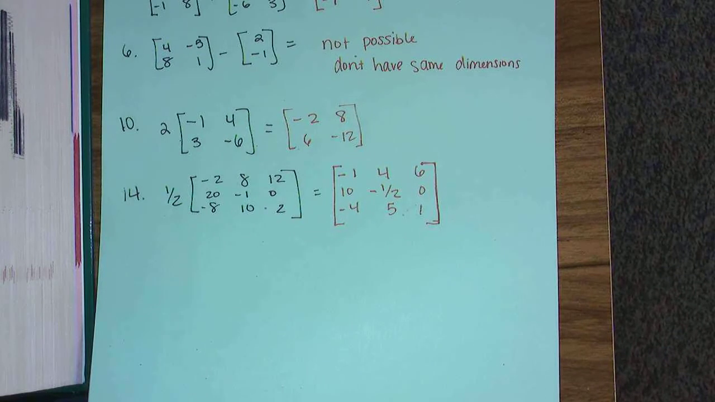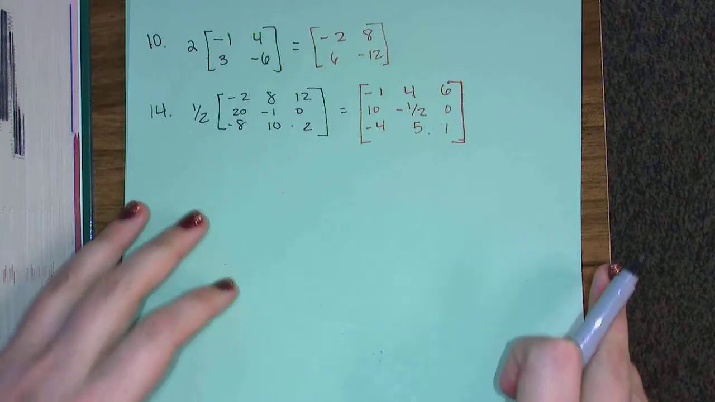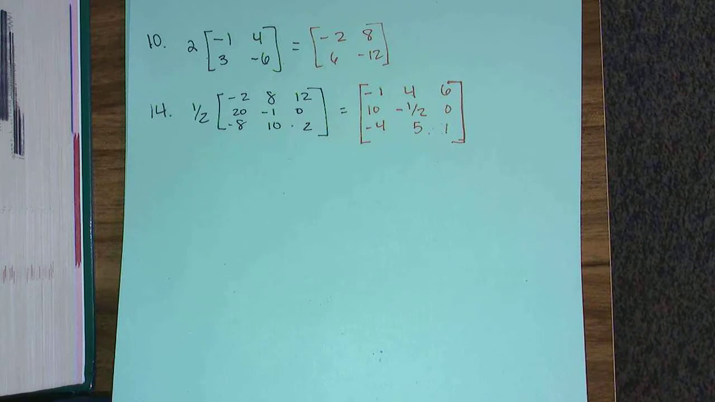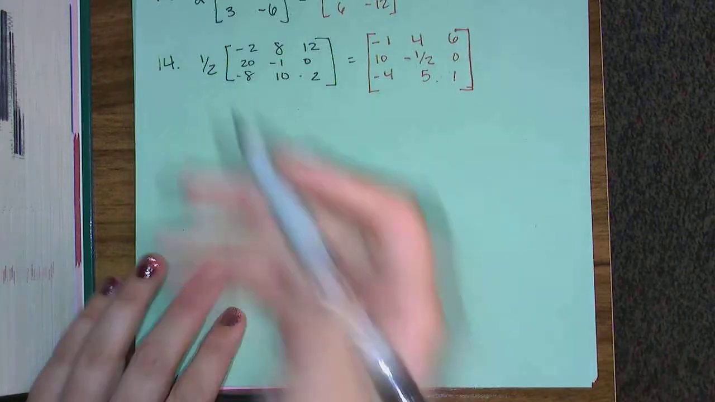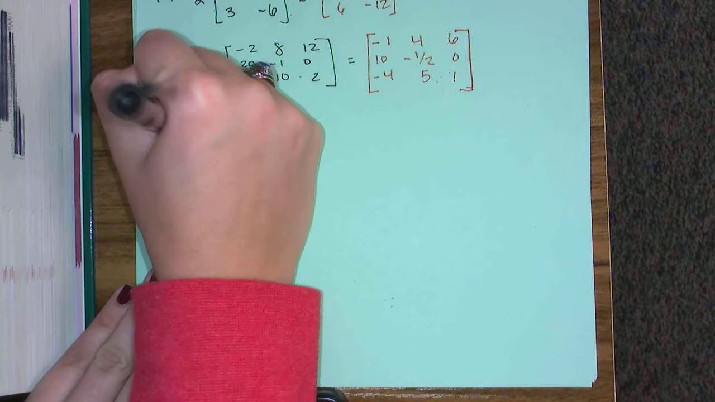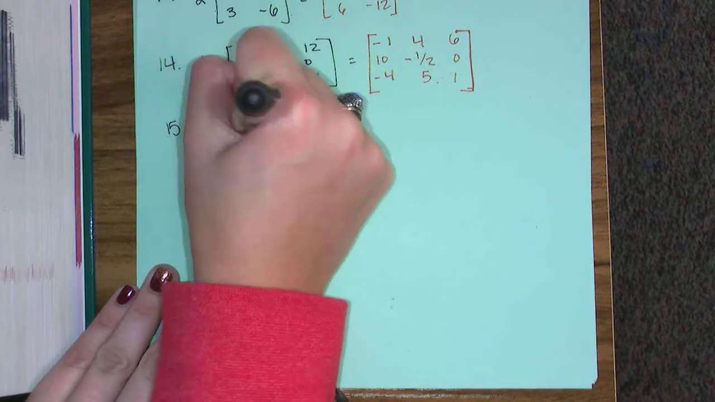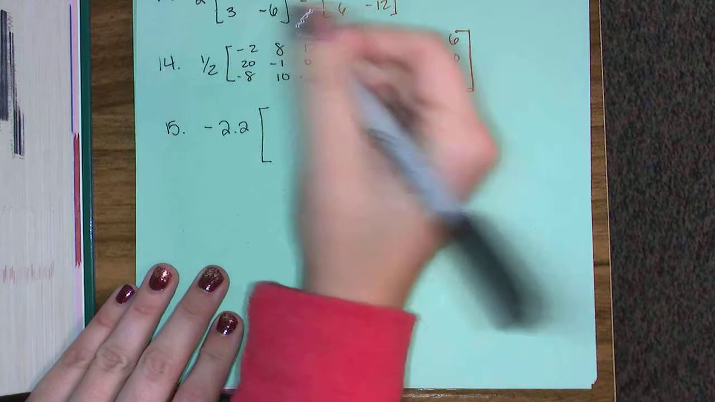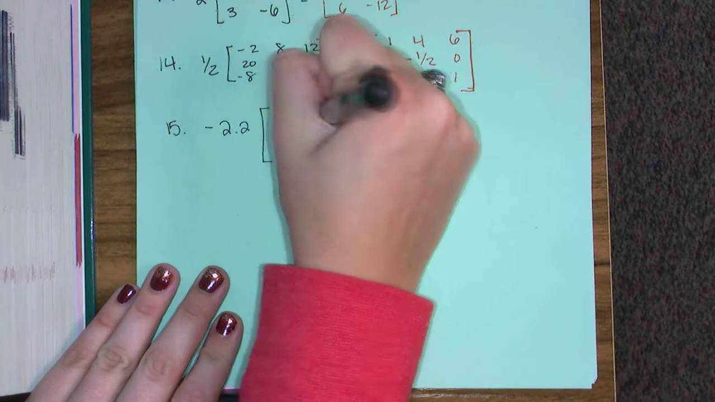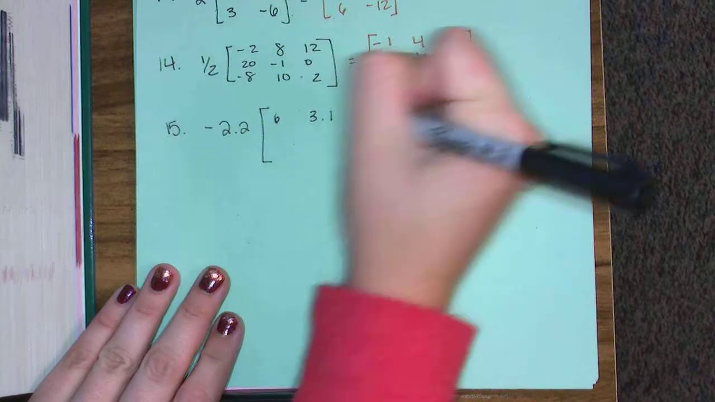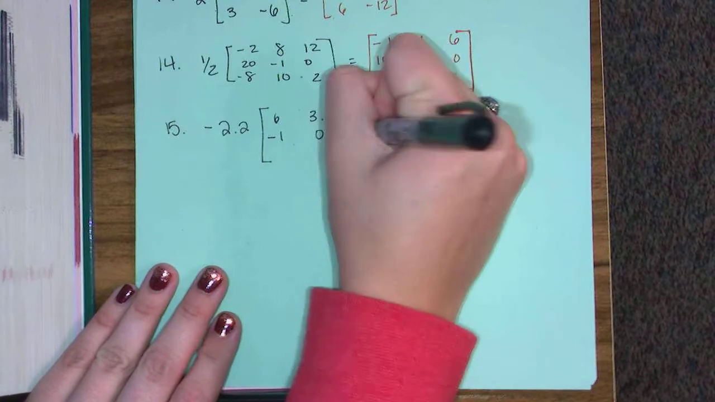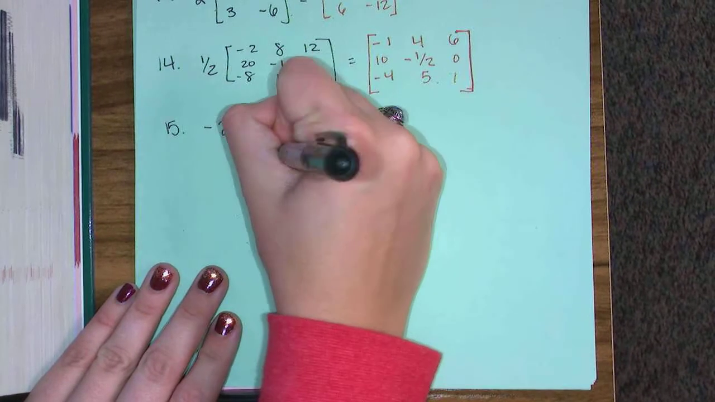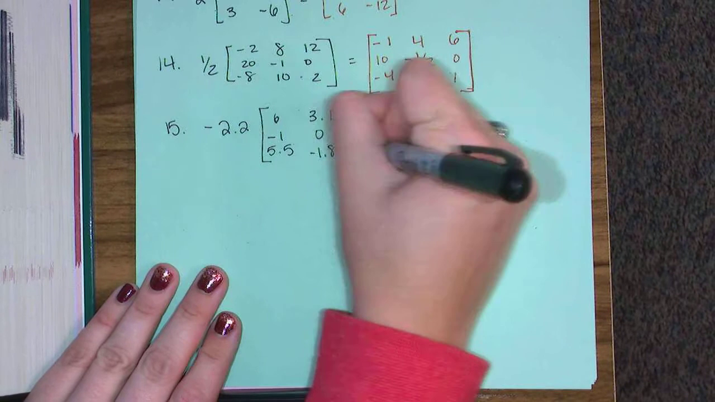Alright. Going to write the problem down. If I let you do it on your calculator, you still have to write the problem down, just like normal. So 15, it's negative 2.2 times the 3 by 3 matrix, 6, 3.1, 4.5, negative 1, 0, 2.5, 5.5, negative 1.8, and 6.4.